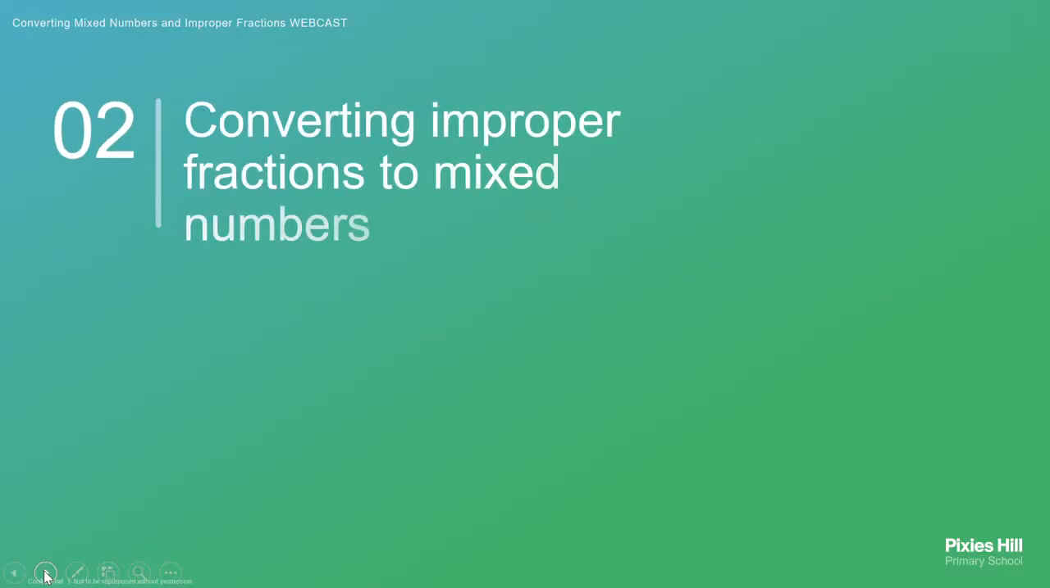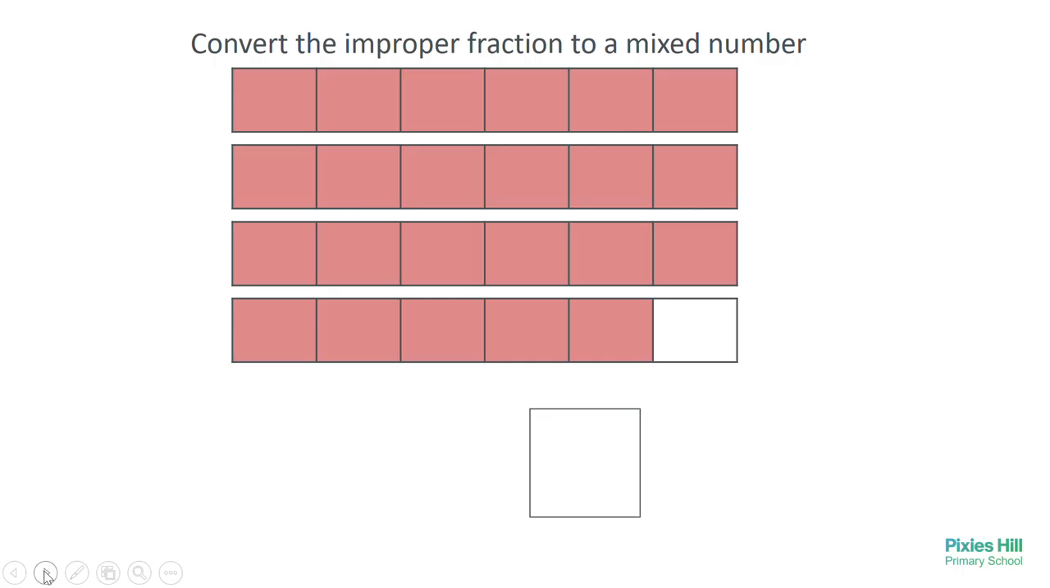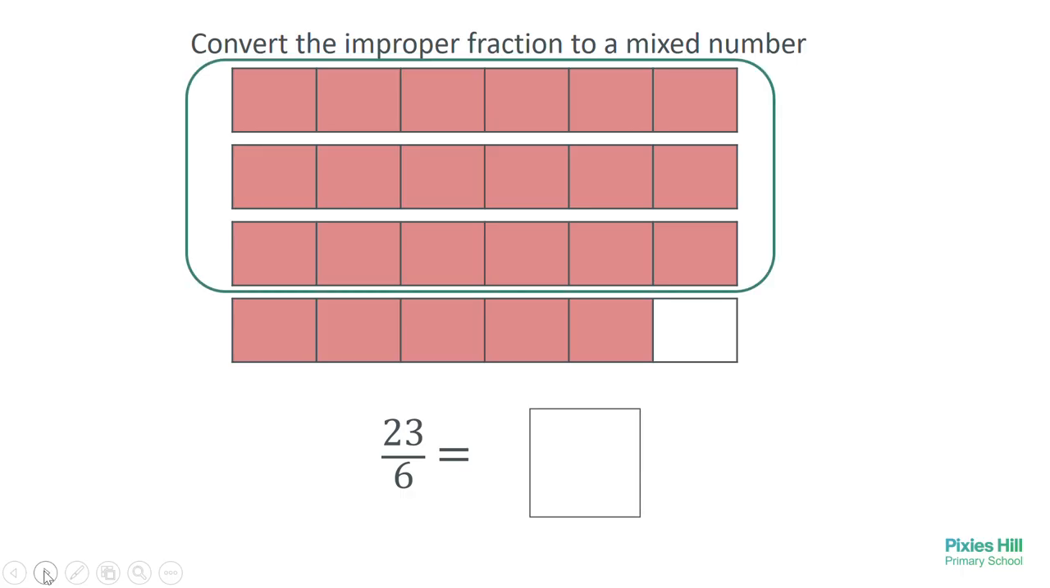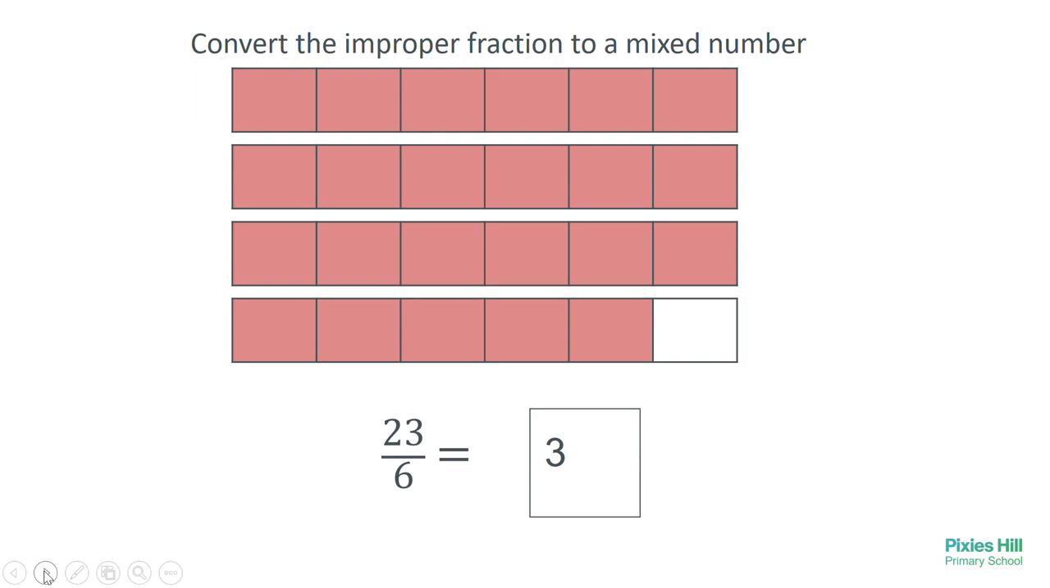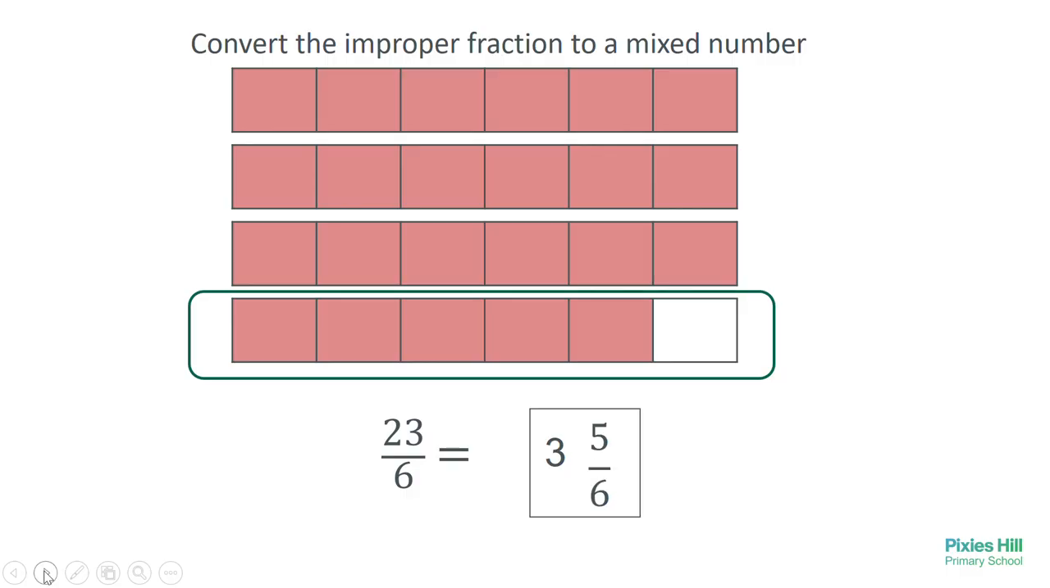So now we're going to take a look at converting improper fractions back to mixed numbers. Again, children will first explore this concept using pictorial representations, such as in the example here. This bar model represents 23/6. Each bar is divided into 6 equal parts, and we have 23 parts in total. This can also be written as 3 wholes with 5/6 left over.